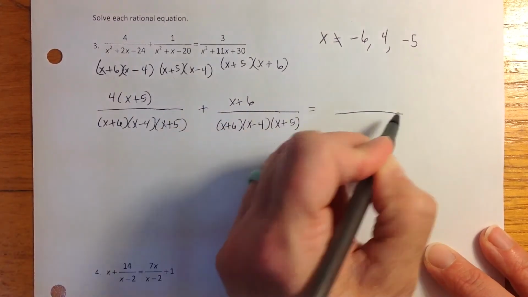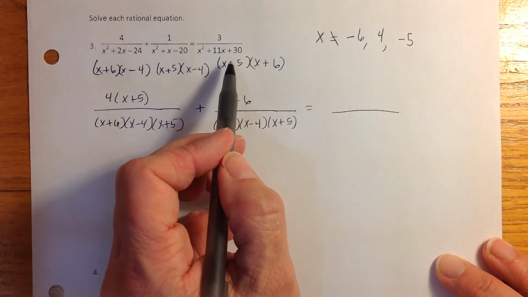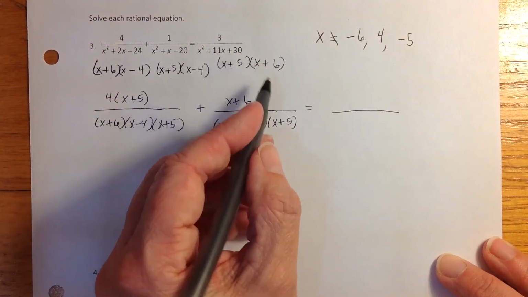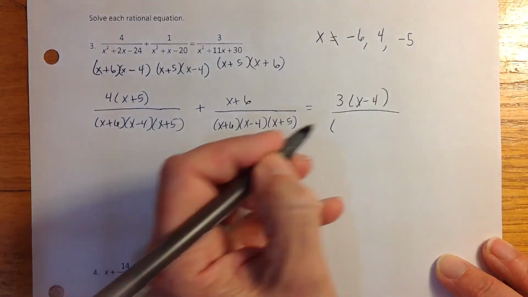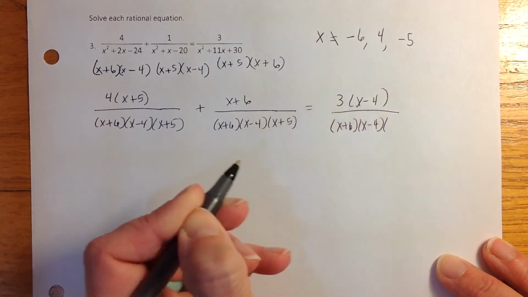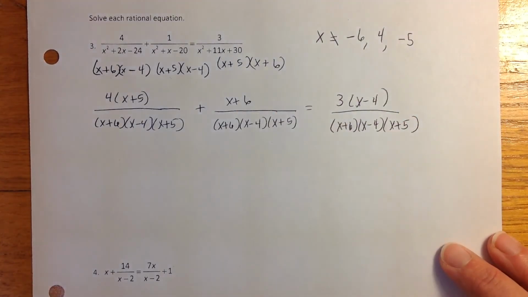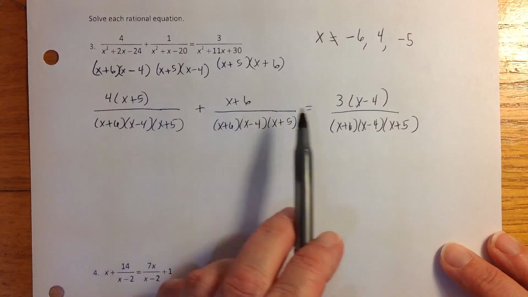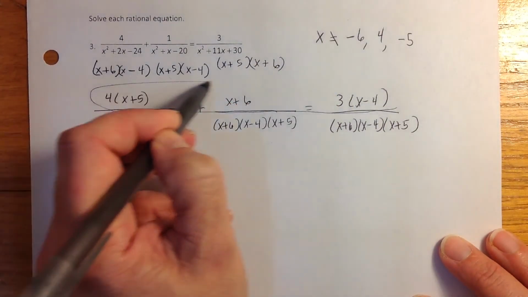Equals. The third one does not have x minus 4, so I'm going to say 3 times x minus 4 over x plus 6, x minus 4, x plus 5. Remember, you are trying to make all these denominators the same. Once you do that, you solve the top of the equation.